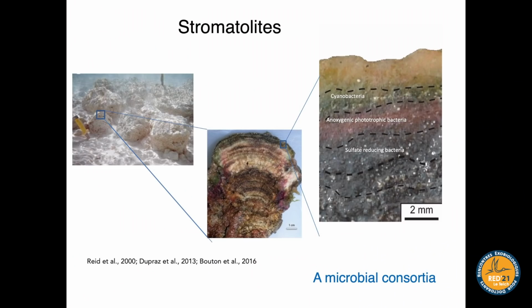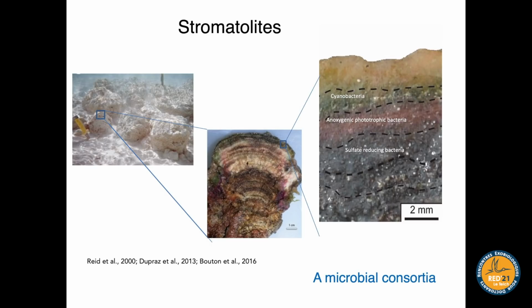Stromatolite is a rock that is formed through the activity of microbial consortia. Here is an example from the Bahamas, a modern stromatolite. You can see this structure in cauliflowers that are living in the ocean. If you cut inside, you will find an association of minerals and microbes with various colors.